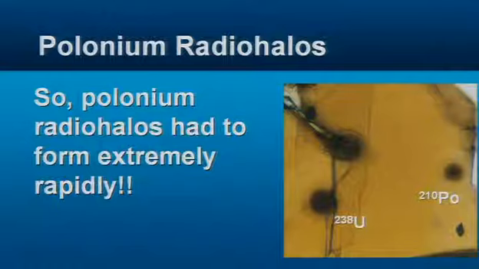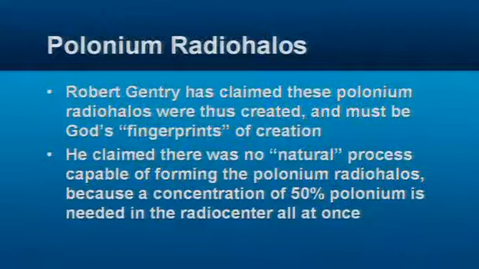Obviously, these polonium radiohalos had to form very rapidly. So what was Robert Gentry's solution? He claimed, and you'll read about this in his book, God's Fingerprint, that the polonium radiohalos were created. They must be God's fingerprints of creation. He concluded that the polonium had to be created in place in the granite separate from the uranium, because there was no known process that could separate or migrate the polonium from the uranium to produce these halos. And so all granites, he said, had to be created rocks, no matter where you found them.